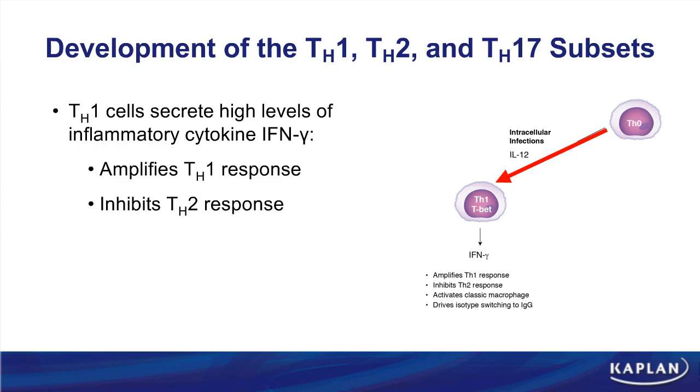Another thing that the interferon gamma does is that, these cells are fairly selfish. They want to be the only star of the show. So whenever you have a Th1 response, your body essentially wants to turn off a Th2 response. So interferon gamma actually inhibits a Th2 response. So you amplify Th1, turn off Th2.